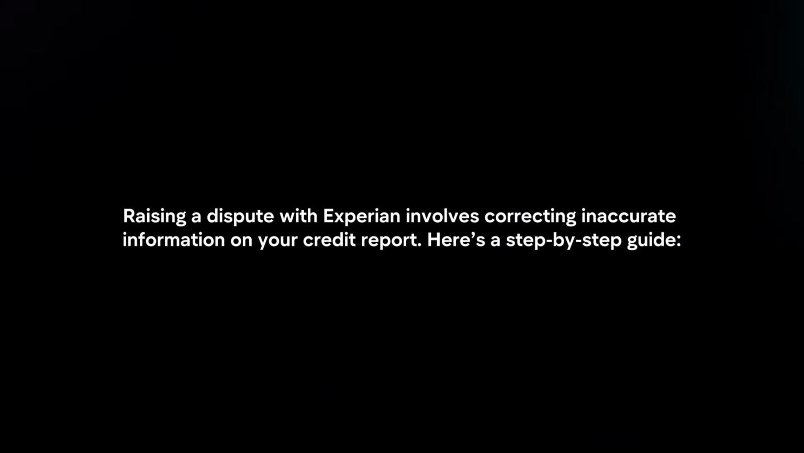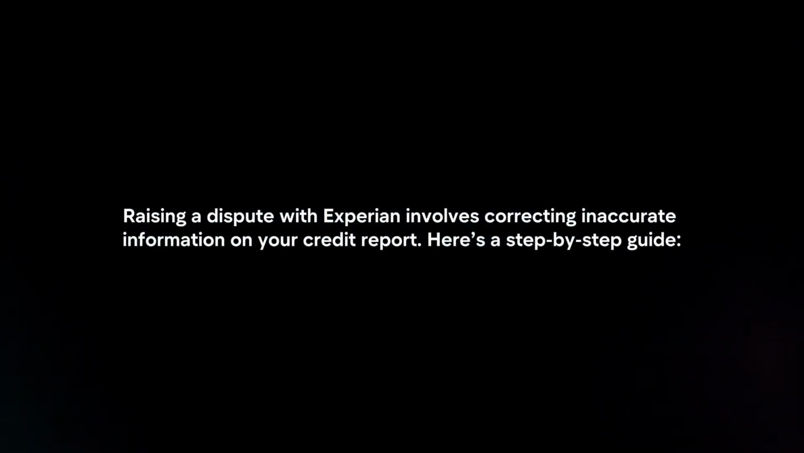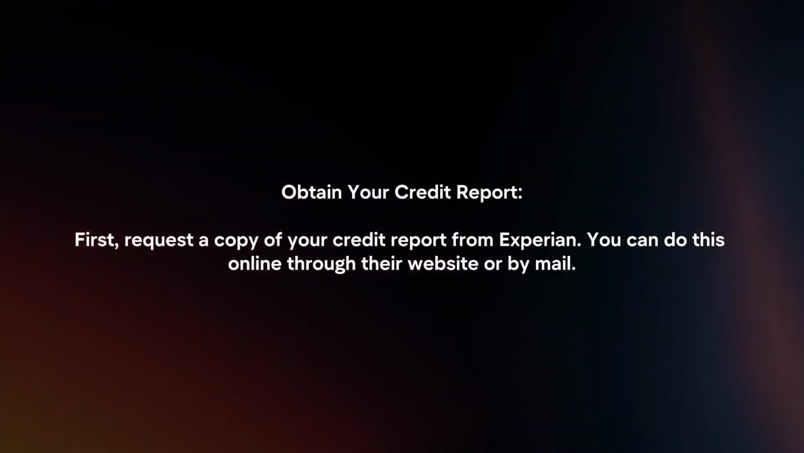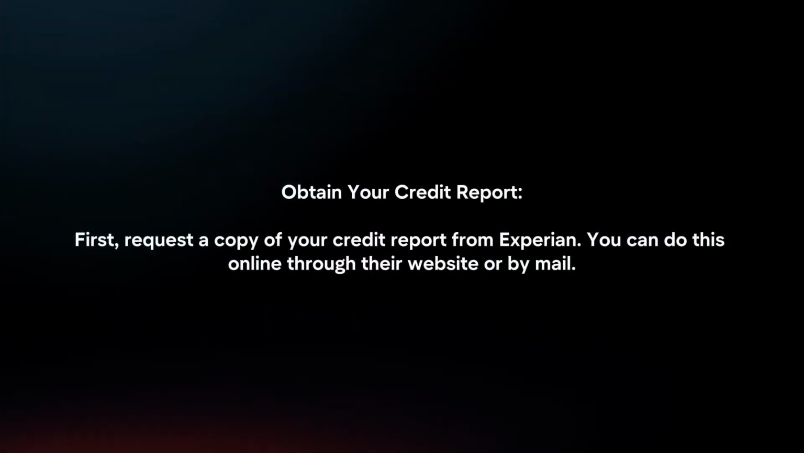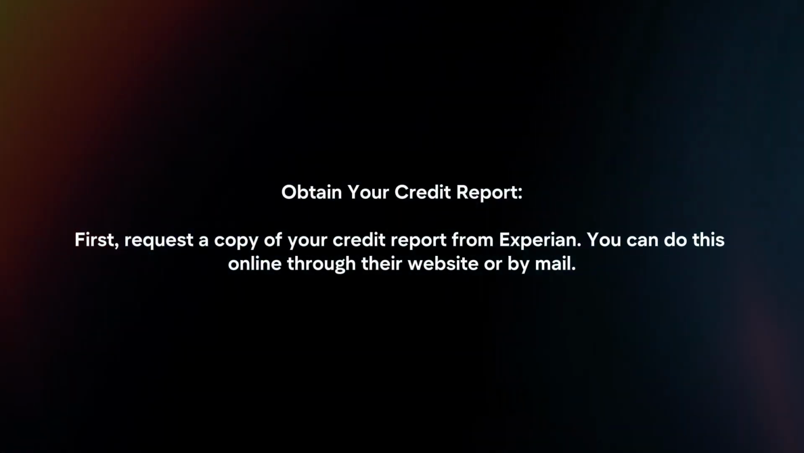Raising a dispute with Experian involves correcting inaccurate information on your credit report. Here's a step-by-step guide. Obtain your credit report. First, request a copy of your credit report from Experian. You can do this online through their website or by mail.